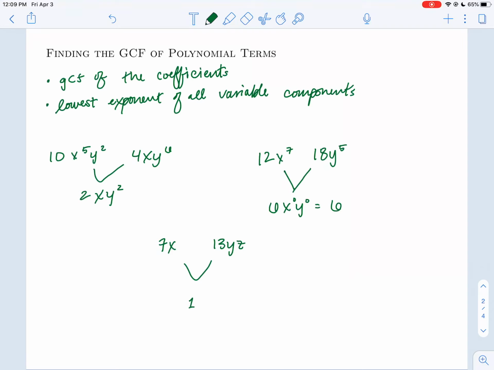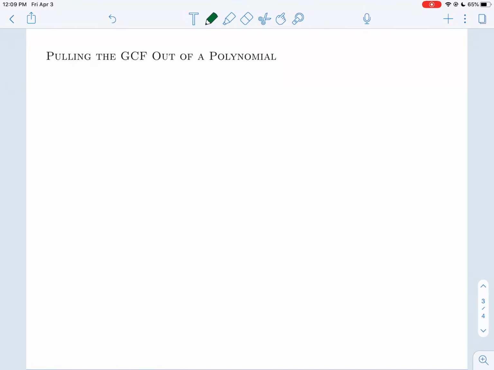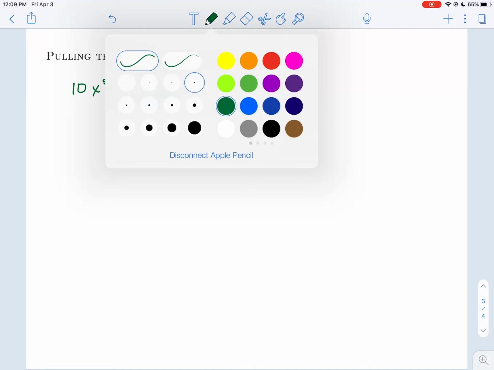Alright, now that we've determined how to find the greatest common factor of some polynomial terms, we're going to show you what we actually want to be able to do with that. So we're going to want to be able to pull the GCF out of all the polynomial terms in a singular polynomial. So let's show you what that looks like. Let's use those two terms that we've already found the GCF of. So let's consider the polynomial 10x to the 5th y squared plus the term 4x y to the 6th.